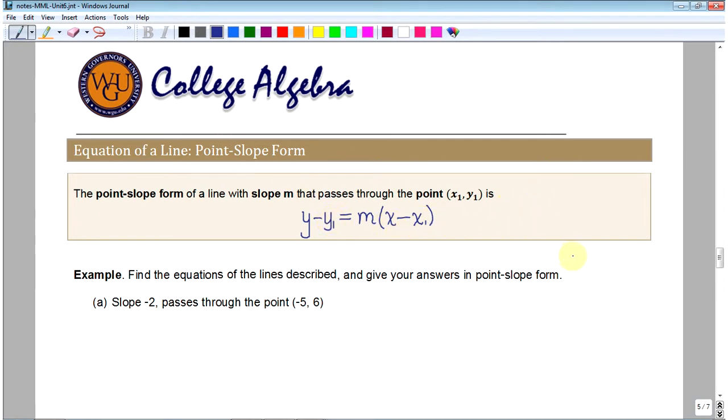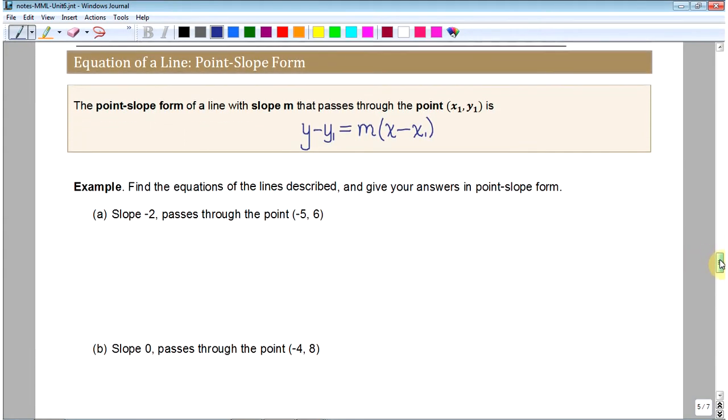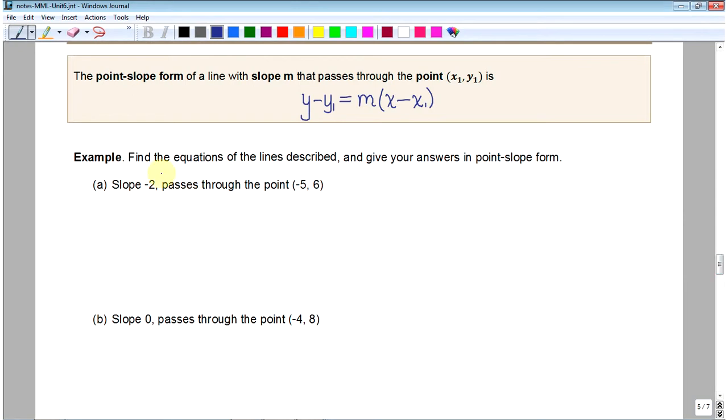So in this example, find the equations of the lines described, give your answers in point-slope form. So we're starting off with a line that has a slope of -2, and it passes through the point -5, 6. So m represents our slope, and that's -2. -5 would be our x sub 1. 6 would be our y sub 1. So now we just plug it into our formula.